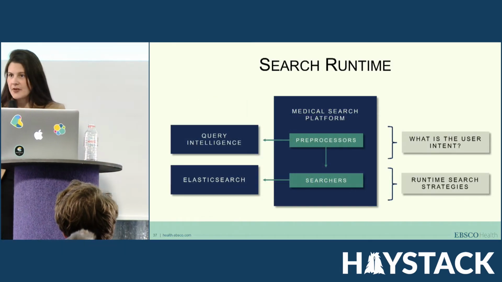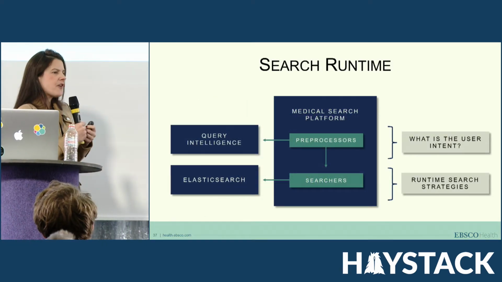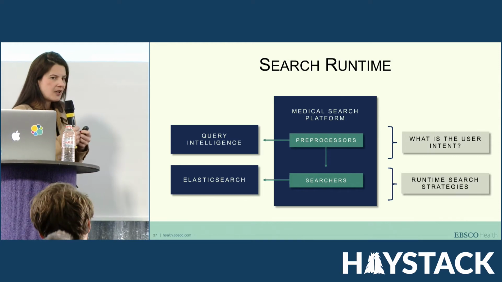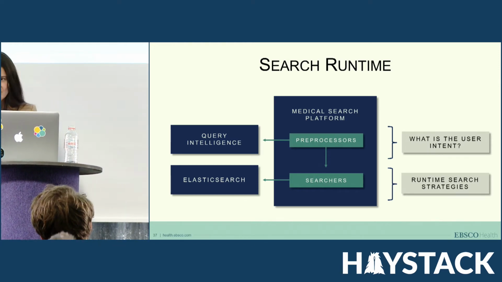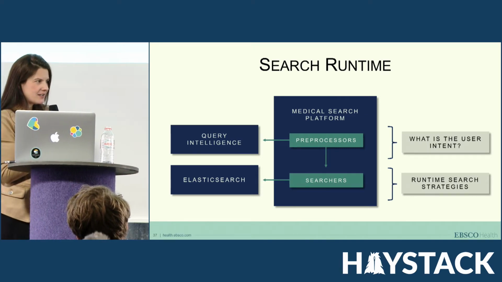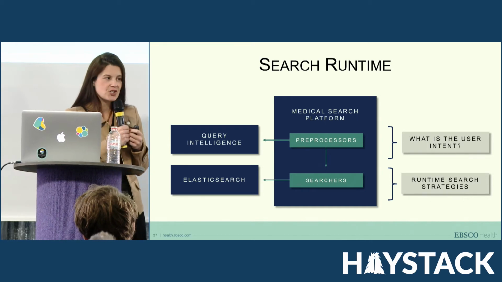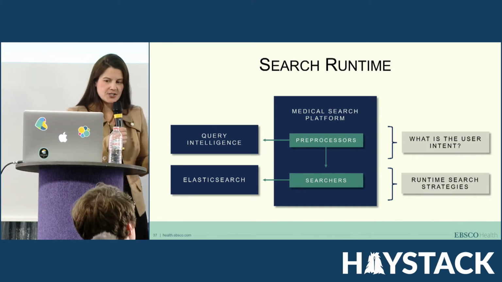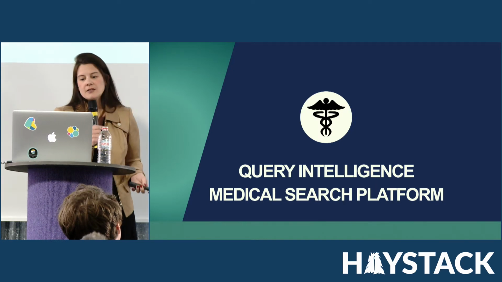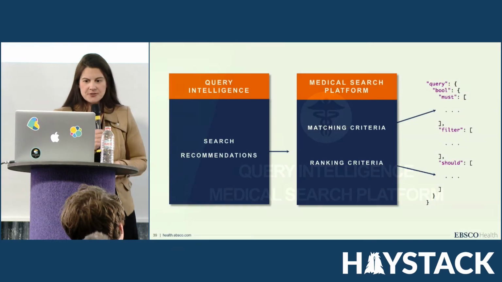So let's put this all together. The search runtime environment receives a query, and the first thing it does is pass it off to query intelligence and ask, what is the user intent? It uses this information to construct runtime-specific search strategies against Elasticsearch. So let's go ahead and look at some examples here.